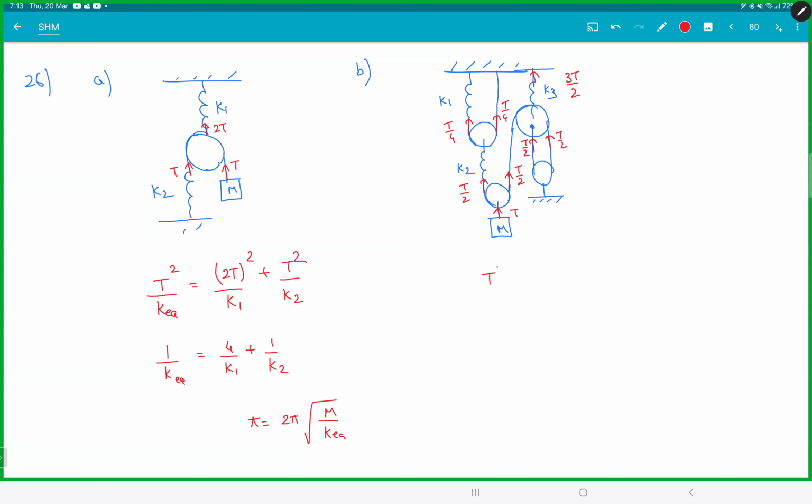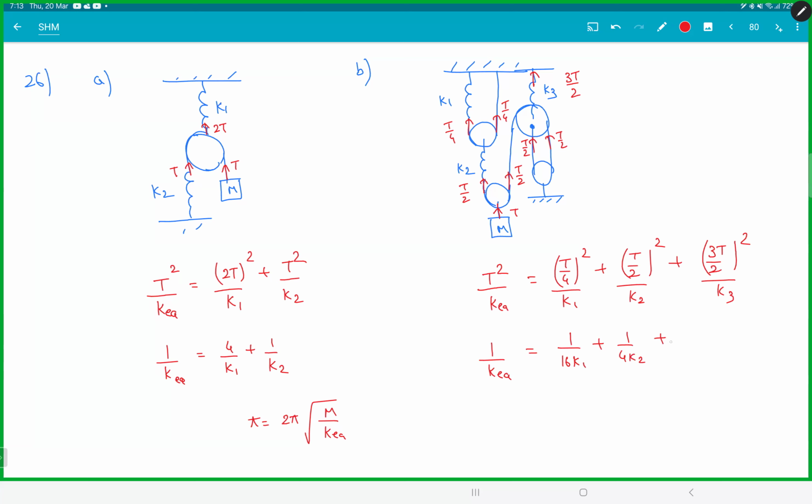Now, if you write, we have T square by K equivalent. So for K1 the tension is T by 4, squared, by K1, plus T by 2, squared, by K2, plus 3T by 2, squared, by K3. Not a great thing, but 1 by 16 K1, 1 by 4 K2, 9 by 4 K3. Substitute there, you'll get the answer.